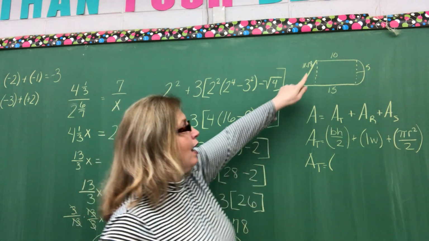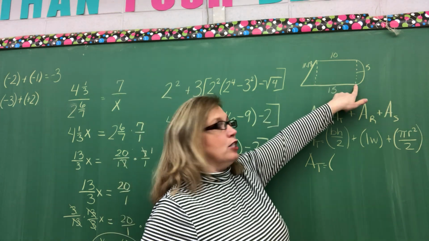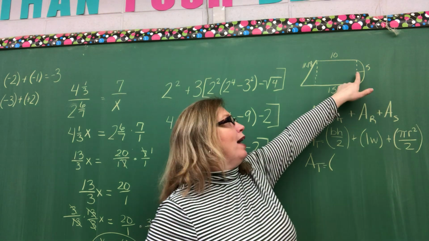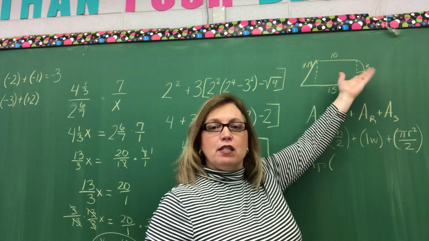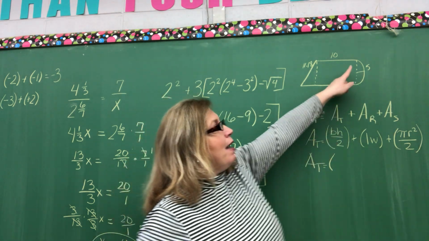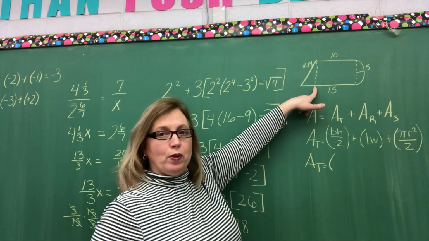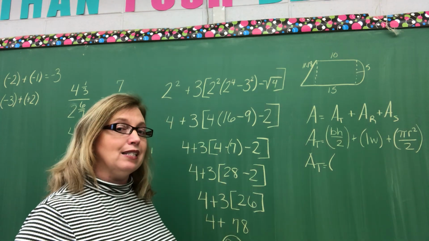Well, the height I put in with this dotted line. This dotted line and this one are going to be equal. Now, I don't have the measurement of this, but I know that the radius is 5. So if the radius is 5, then the diameter is 10. That means this dotted line is 10, and so is this one. So we know that the height of our triangle is 10.